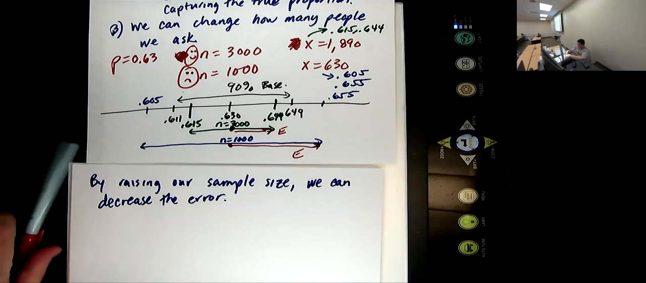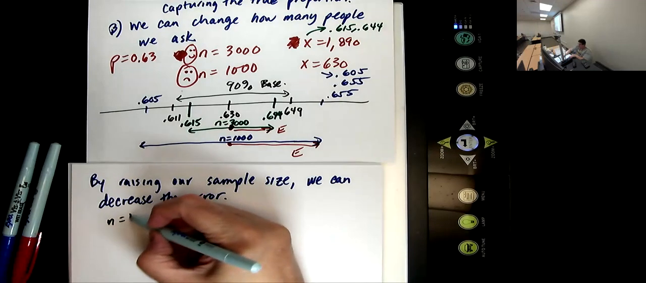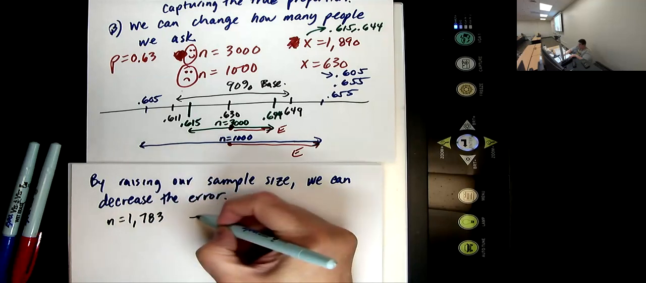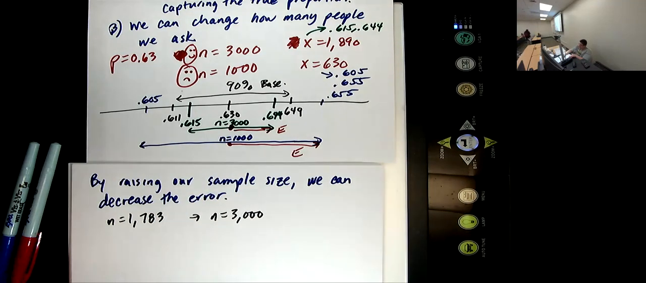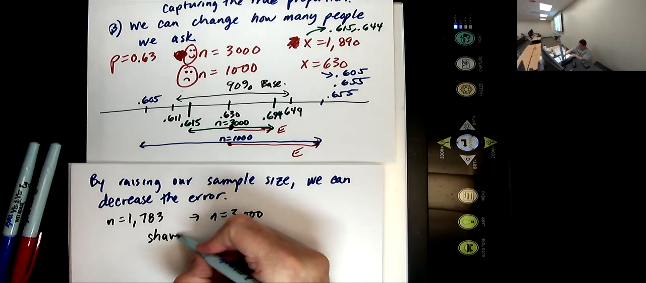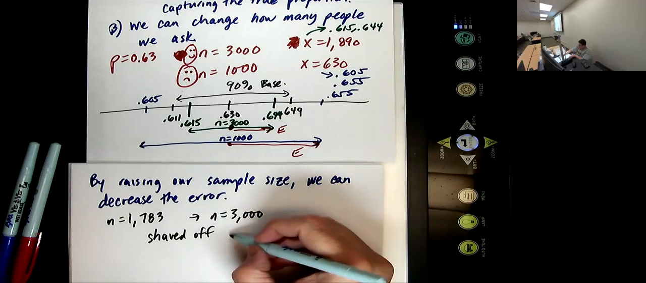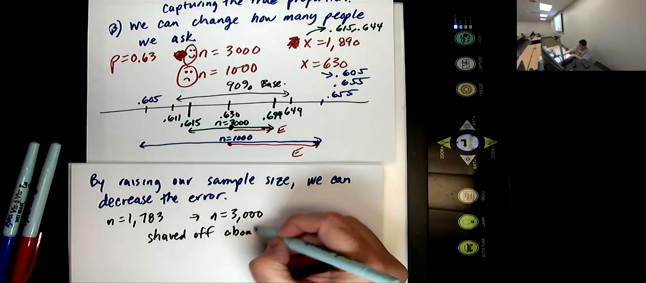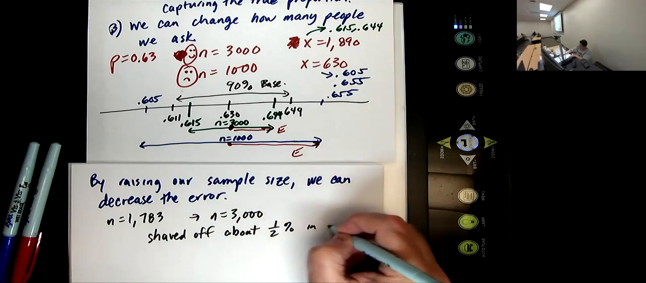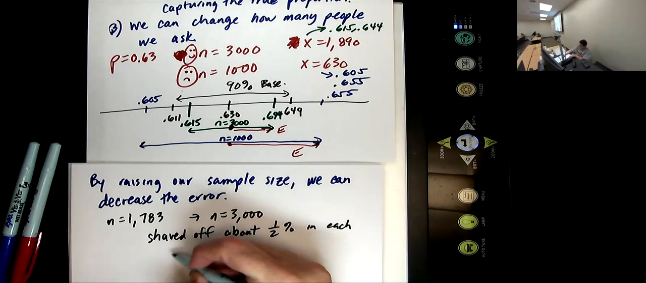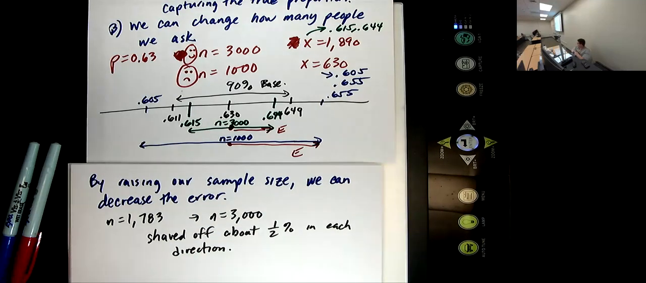In fact, going from n equals 1,783 up to n equals 3,000, assuming we kept the same percentage, shaved off about a half a percent in each direction. That's kind of interesting.